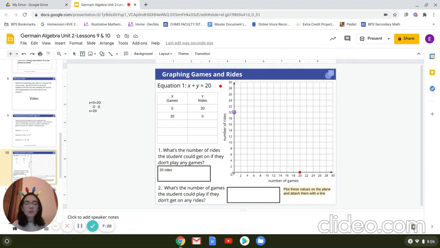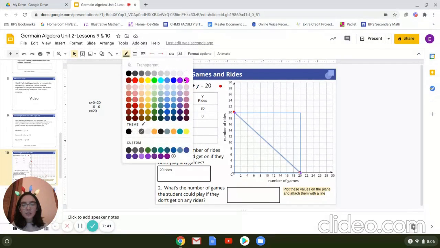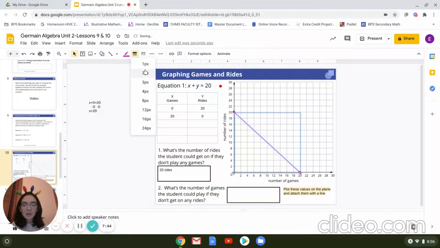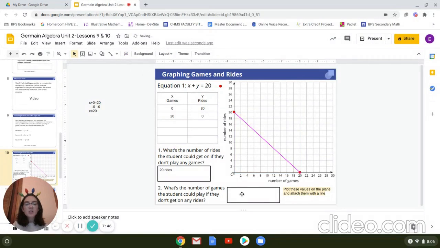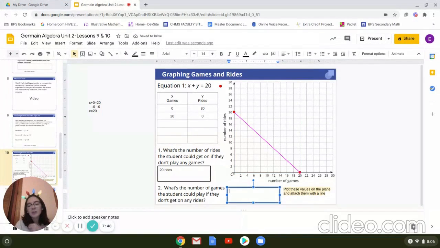So we're going to hit our line button up top here. And I'm going to put my mouse over that first point there, connect it down to that second point there, trying your best. It's not going to be 100% perfect. I like to change the color just so that I can see it a little bit better. I usually turn it to pink, and then I make it maybe 2, just so it's a little bit thicker. So what's the number of games that the student can play if they didn't take any rides? It's going to be 20 games.